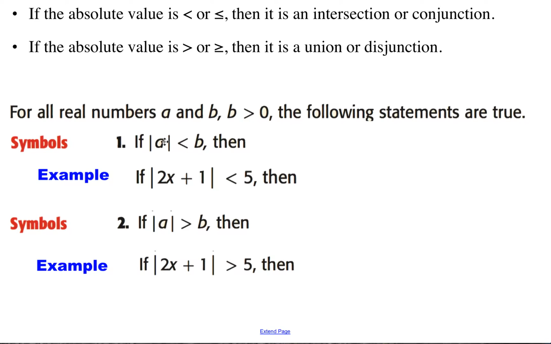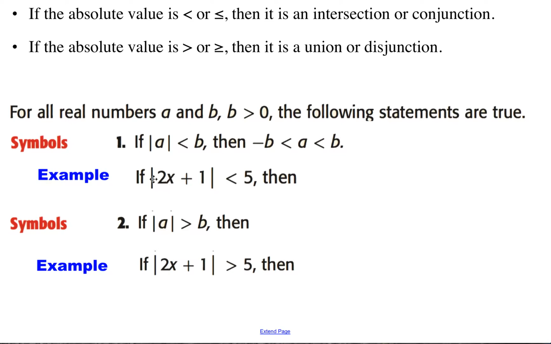Symbolically, if we have the absolute value being less than a number, then that means the absolute value function is less than this right-hand side, and it's also greater than the opposite of that. We solved absolute value equations recently, so this is going to be very similar.